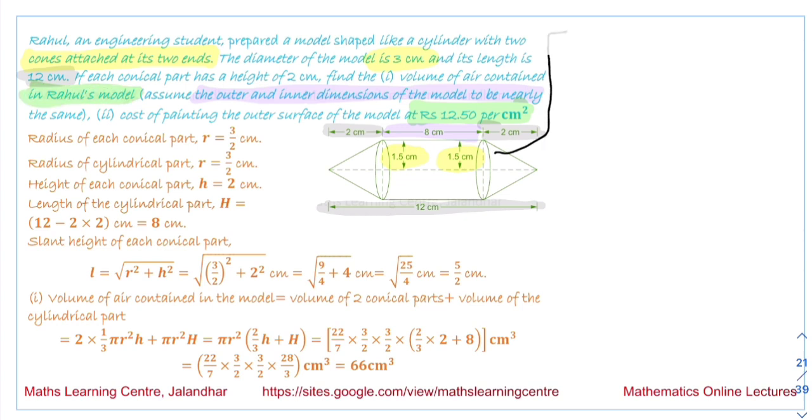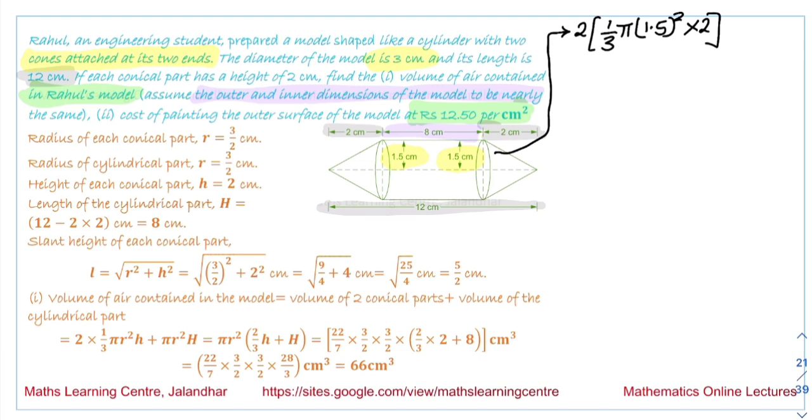So volume of this model means there are two cones. We are talking about two cones, and volume of a cone, we know it is 1 by 3 pi. The radius for the cone is 1.5 square, and height for the cone is 2. There are two such cones we are talking about. This is the volume of the cone. So volume of the two cones will be this much.